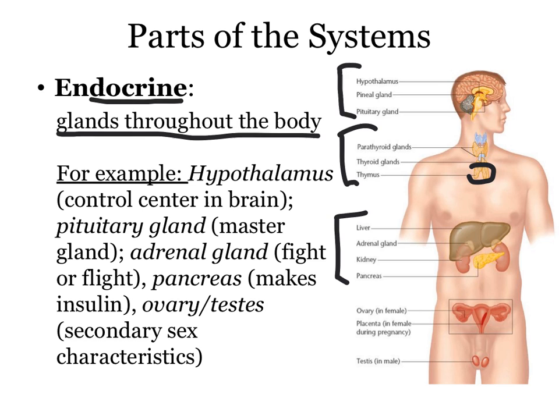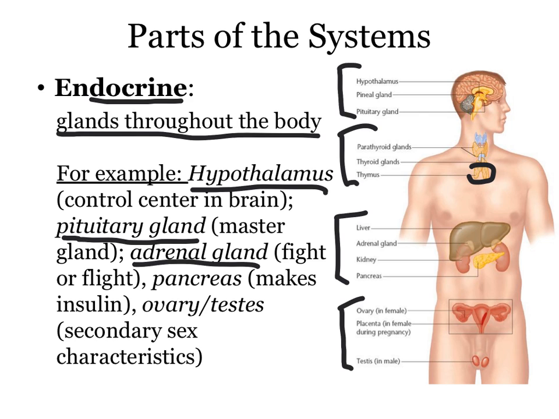And then a lot of sex organs also produce hormones, so things like the ovaries in females and testes in males. Some important examples are the hypothalamus, which is like the control center of the brain. That's kind of the master regulator. You also have a pituitary gland. This gland produces hormones that tell other glands what hormones to release.